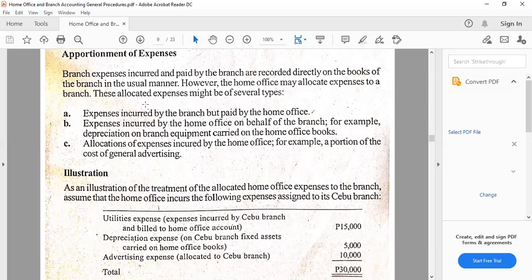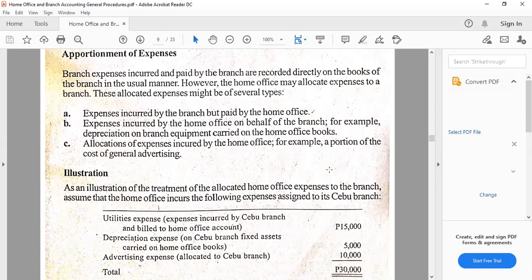That's also a possibility. So let's say it is the policy of the company that the home office will have to record the branch equipment. So the depreciation will be carried on the books of the home office, but will be charged to the branch so that the branch also will be able to reflect that in its financial statements. And another one is allocations of the expenses incurred by the home office.